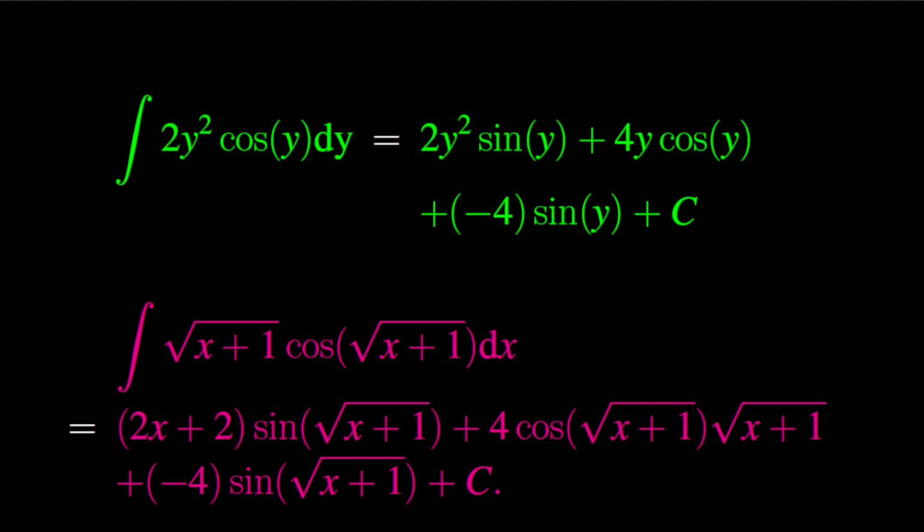In sum, when we replace y by square root of x plus 1, we see that the original integral of square root of x plus 1 times cosine of square root of x plus 1 dx is equal to 2x plus 2 times sine of square root of x plus 1, plus 4 times cosine of square root of x plus 1 times square root of x plus 1, plus minus 4 times sine of square root of x plus 1, plus a constant of integration c.